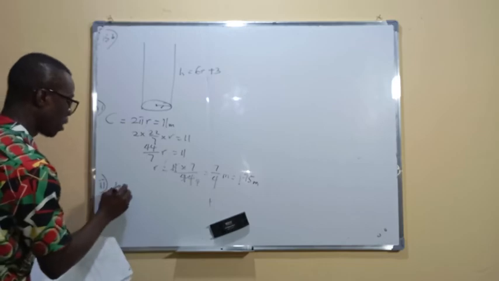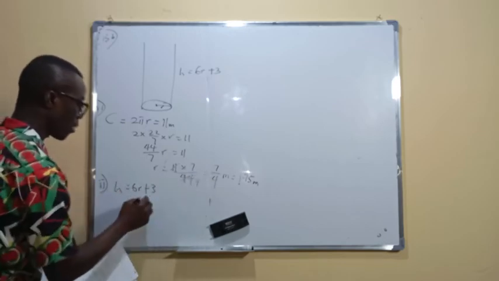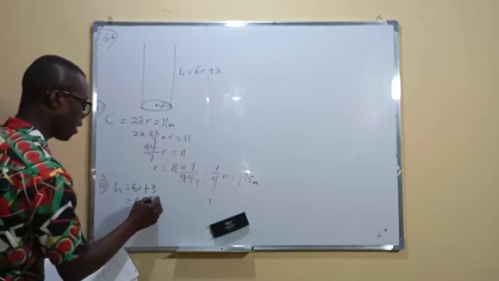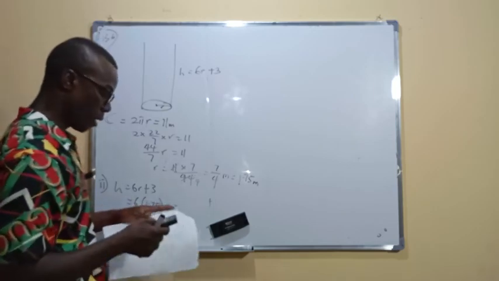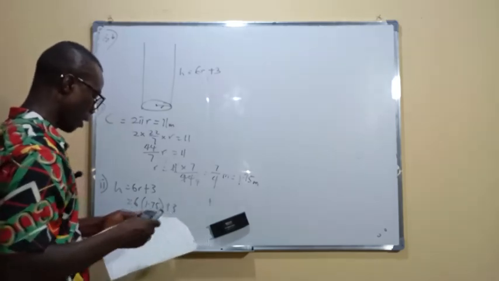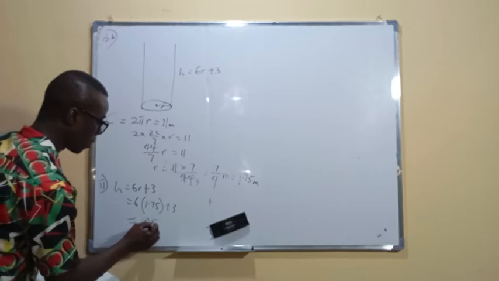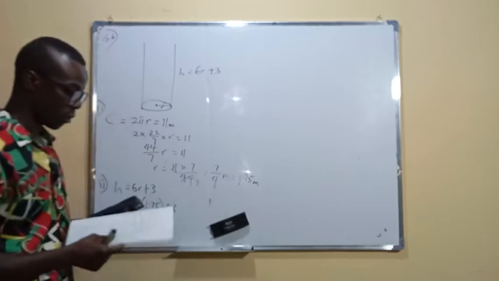So height, which is equal to 6r plus 3, that's 6 times 1.75 plus 3. So what is going to be the height now? This is times 6, then plus 3, and that gives me 13.5 meters. Don't forget to put your units. You have to always put your units there.